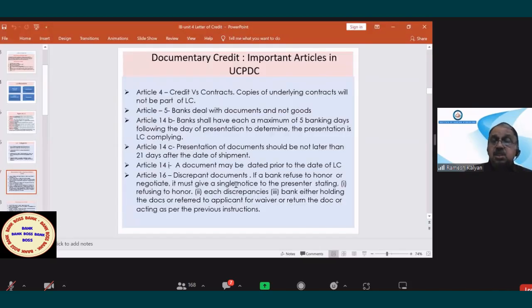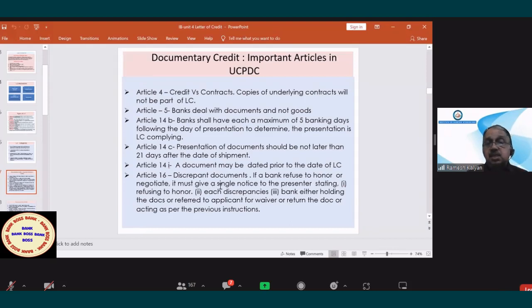Discrepancy here also, under the articles: for complying it is 5 days, for presentation it is 21 days. Then what is 21 days for, sir? That is submission of documents. You have sent the documents, bill of lading, ER form, everything, and you have to bring the documents for negotiation within 21 days. This is for the customer's compliance: the customer should bring the documents to the branch within 21 days, and the branch should decide on the documentation within 5 days. Both are different. Got it?